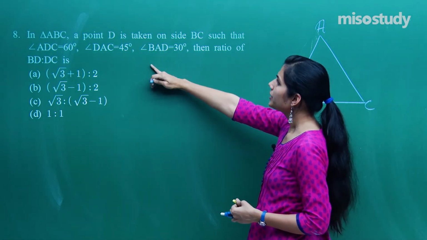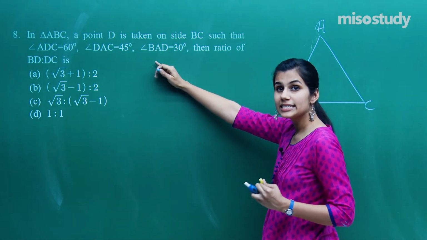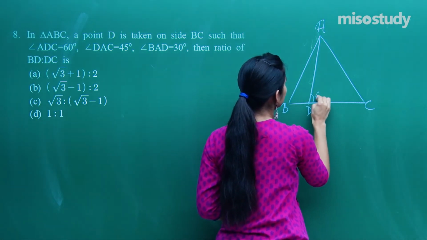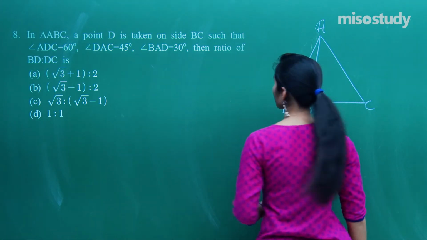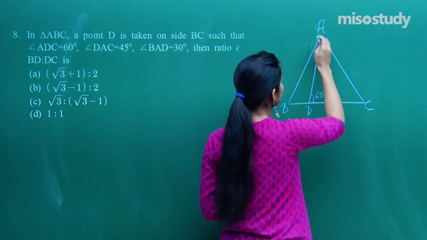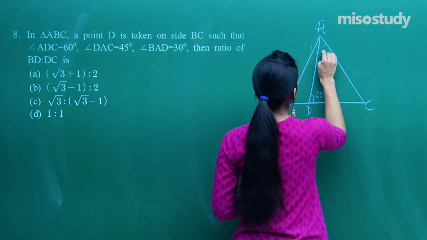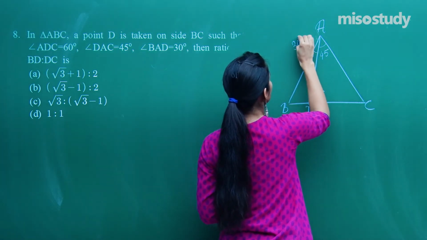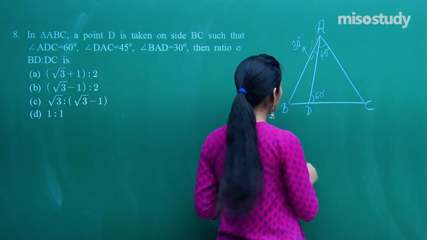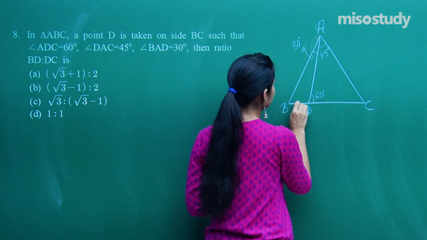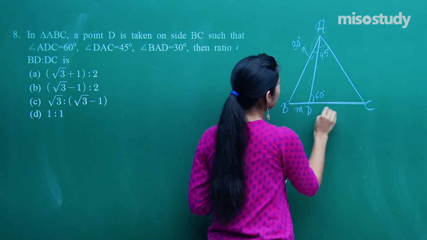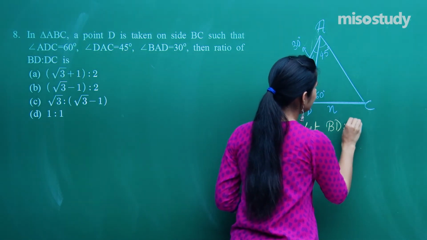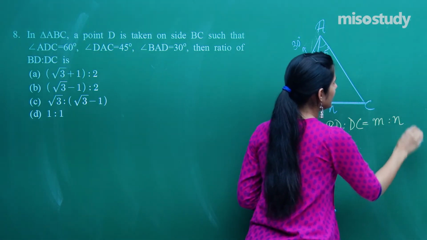On the side BC, point D is taken in such a manner that angle ADC is 60. So somehow point D is taken so that here you get your 60 degrees. Angle DAC is given to be 45 and BAD is given to be 30 degrees. You have to find the ratio of BD is to DC. Let the ratio be M is to N. Fine. Let BD is to DC be M is to N.